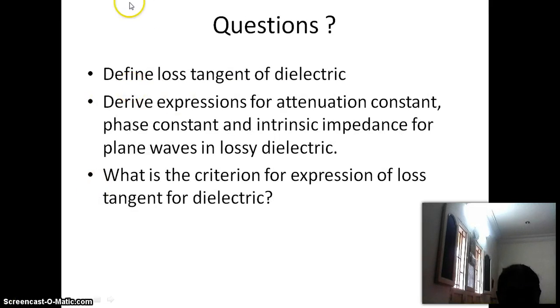Now I would like to ask some questions. Define loss tangent of a dielectric. It is sigma by omega epsilon. For a dielectric, omega epsilon is very much greater than sigma, and for a conducting material, sigma is very much greater than omega epsilon. Derive expressions for attenuation constant, phase constant, and intrinsic impedance for plane waves in a lossy dielectric. This is what we derived in our class. What is the criterion for the expression for loss tangent for a dielectric? As you know, for a dielectric, omega epsilon is very much greater than sigma.